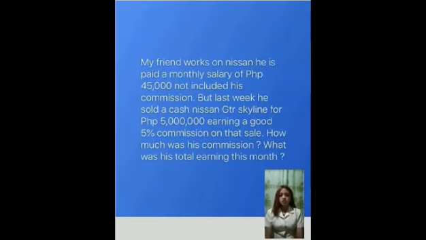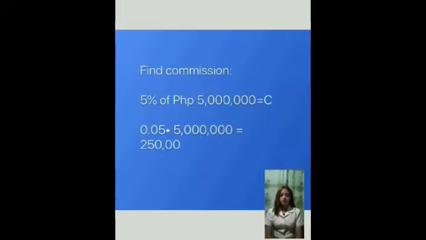My friend works at Nissan. He is paid a monthly salary of 45,000 pesos, not including his commission, but last week he sold a cash Nissan GT-R Skyline for 5 million pesos, earning a good 5% commission on that sale. How much was his commission? What was his total earning for the month?